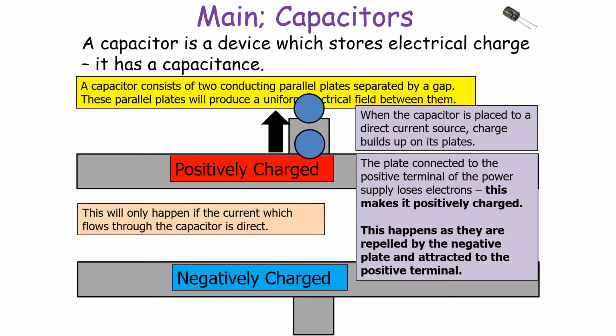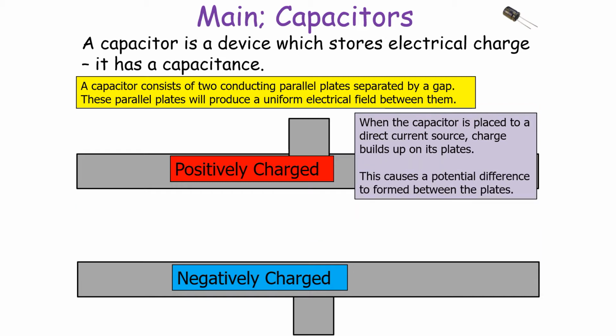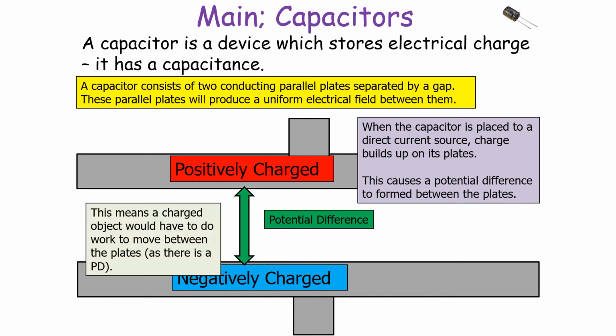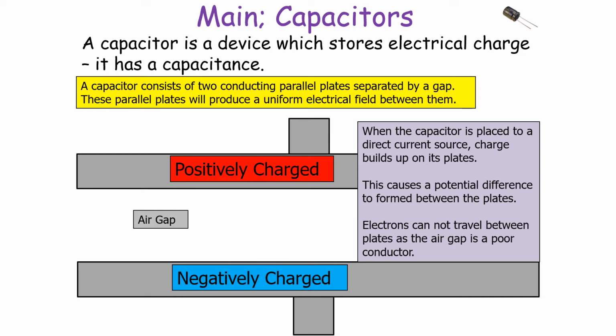Now, this will only happen if the current which flows through the capacitor is a direct current, not an alternating current. So what happens is, over time, once charge builds up on the plate, a potential difference is formed between the plates. So this means that a charged object would have to do work to move between the plates, as there's a potential difference. Now, in between these two plates is an air gap.